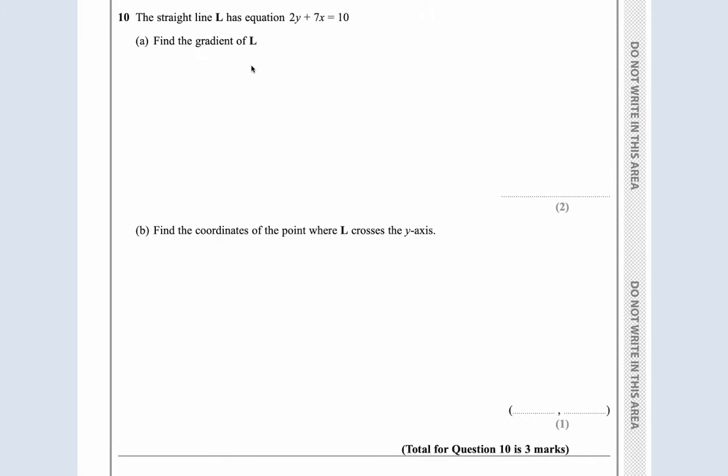Question 10. The straight line L has this equation, find the gradient of L. So guys, we have to first rearrange this so that it is in the form y equals mx plus c. So I'm going to subtract the 7x from this side like this. Then I'm just going to swap the minus 7x and the 10, and then I'll divide by 2. So it's minus 7x over 2 plus 10 over 2, which is 5.